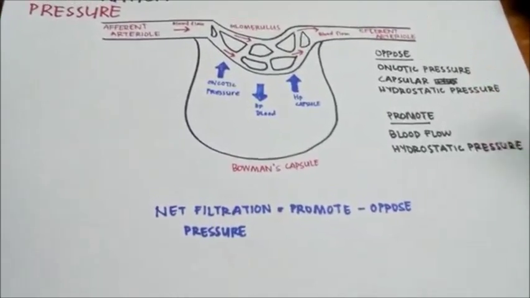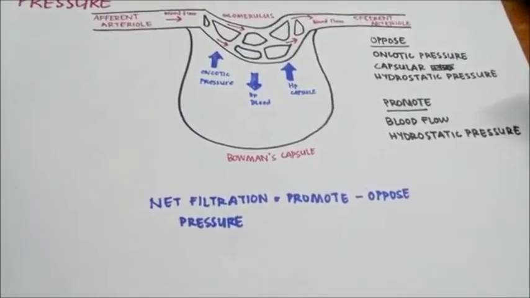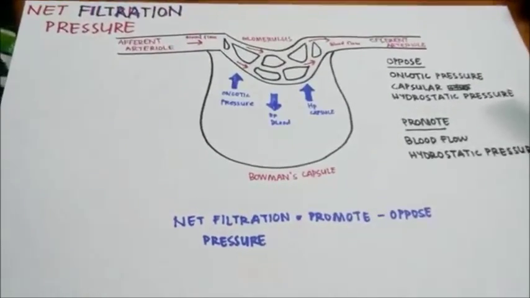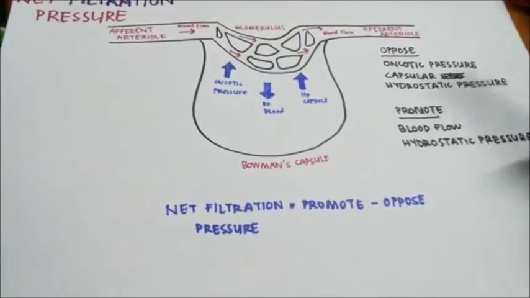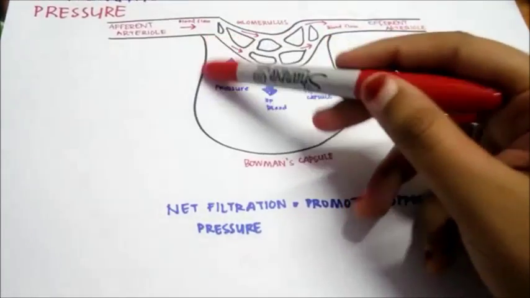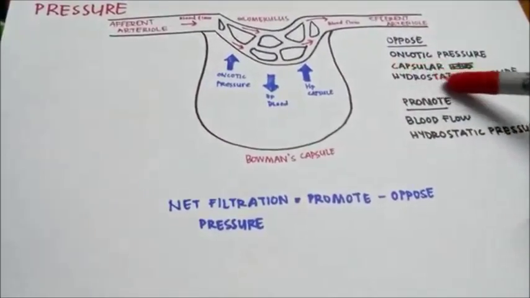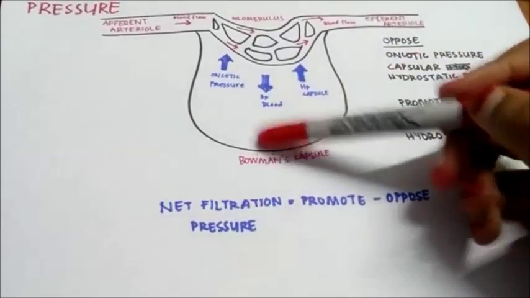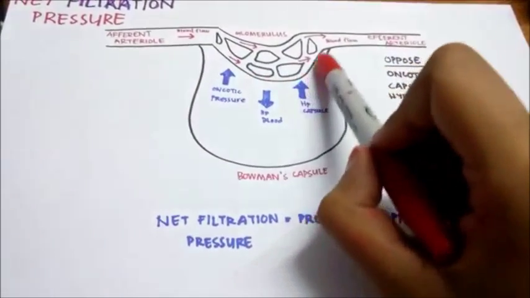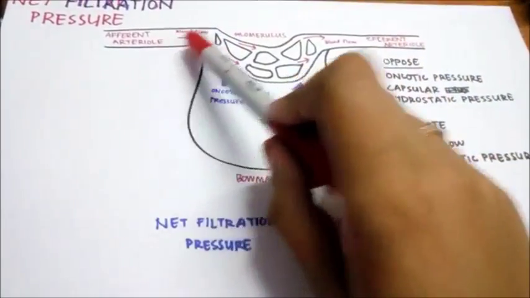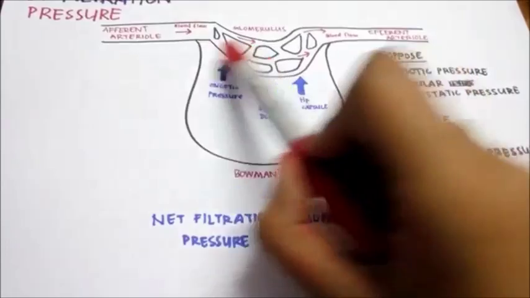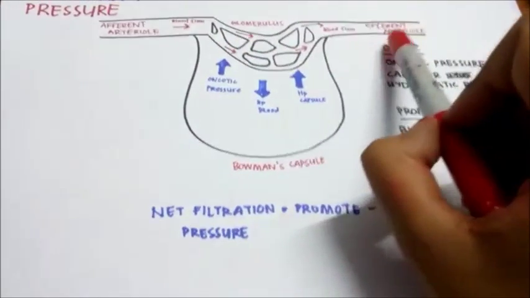The first one is hydrostatic pressure. Hydrostatic pressure is a pressure that forces out or filters out substances from capillaries or blood vessels. So hydrostatic pressure here can occur both ways. The hydrostatic pressure that occurs in the Bowman's capsule is called capsular hydrostatic pressure. Or there is glomerular hydrostatic pressure, or blood hydrostatic pressure, where the water moves out of the blood capillaries into the Bowman's capsule as the blood flows from the afferent arteriole to the efferent arteriole.